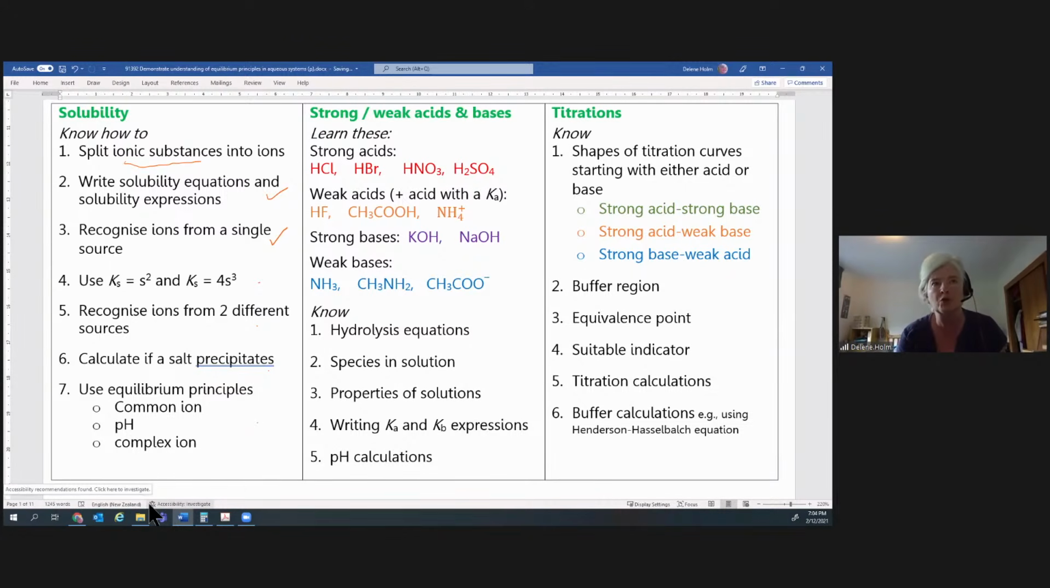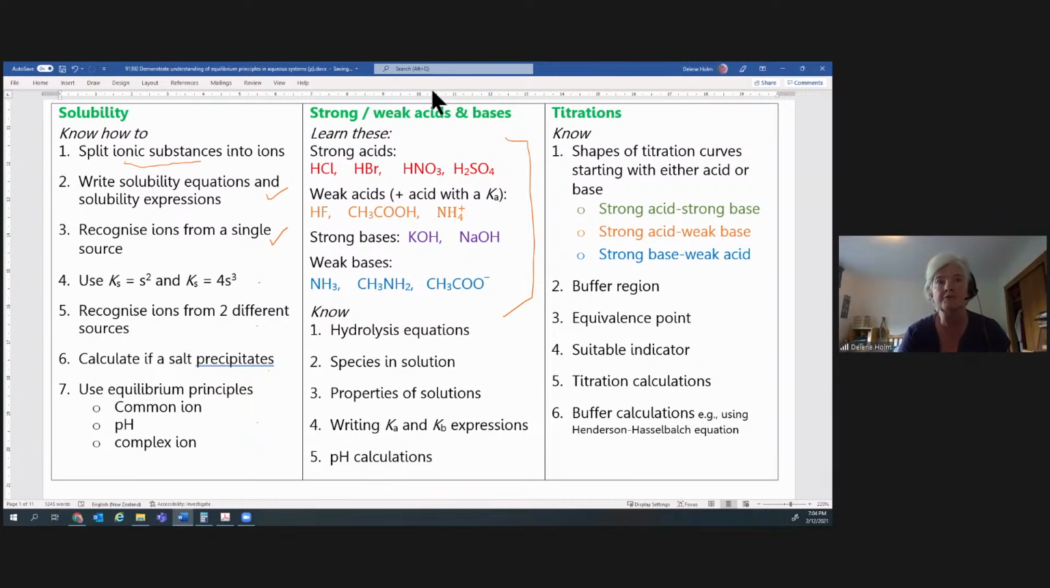So those tend to be all the ones under solubility. Then you need to know about strong and weak acids. So these you are given in the assessment specifications. They expect you to know these. So if you do not know them, or you didn't realize you had to know them off by heart, then spend this weekend before Tuesday learning them.